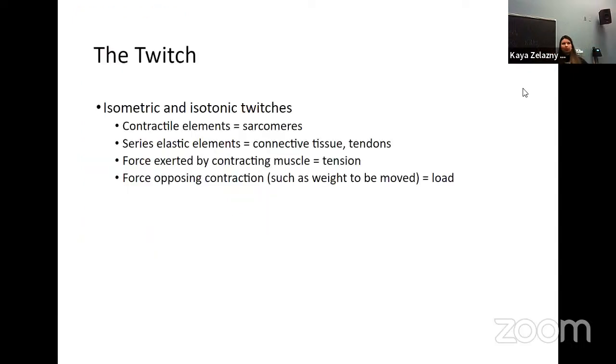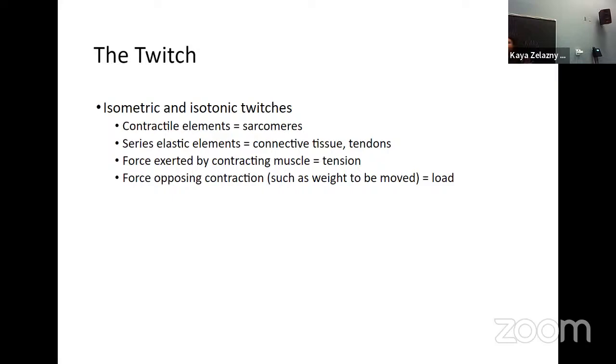So when we talk about twitches, we will sometimes distinguish something called an isometric twitch from an isotonic twitch. So when we think about isometric and isotonic twitches, what we're really going to be thinking about, like, is something moving or are you holding something in place? Kind of. We'll go through each, and so I'll explain what I mean.